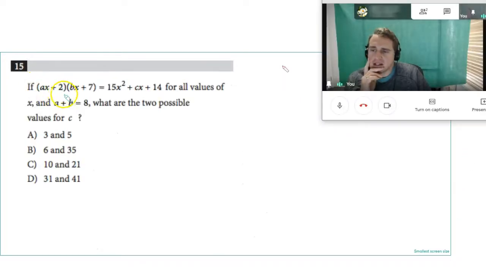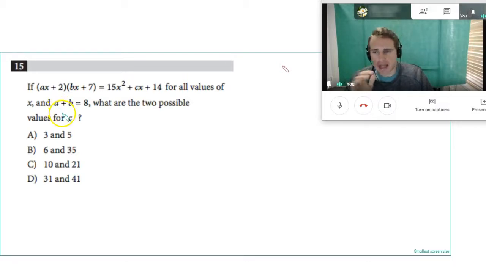If (ax + 2)(bx + 7) equals 15x squared plus cx plus 14 for all values of x, and a plus b equals 8, what are the two possible values for c? Okay, a and b can be anything, and they just have to add up to 8. If a is -8, b is positive 8? Not necessarily. If b is 20, a could be -12. You see what I'm saying? That works too.